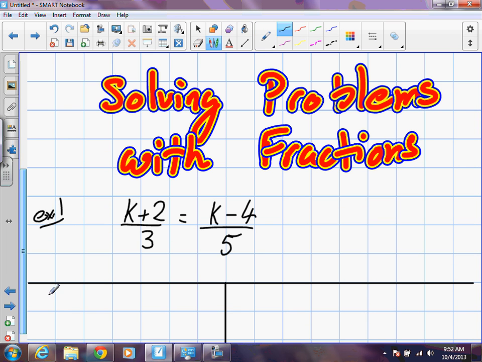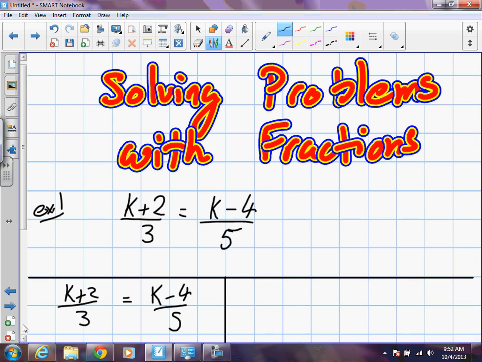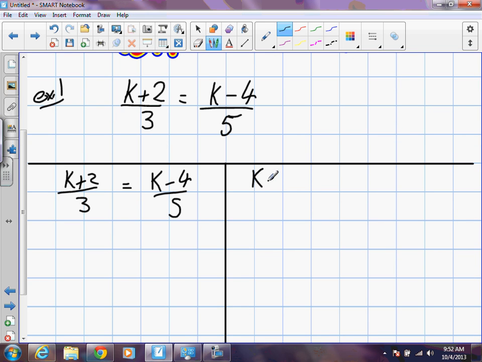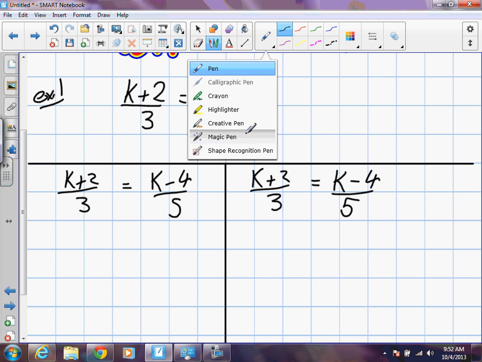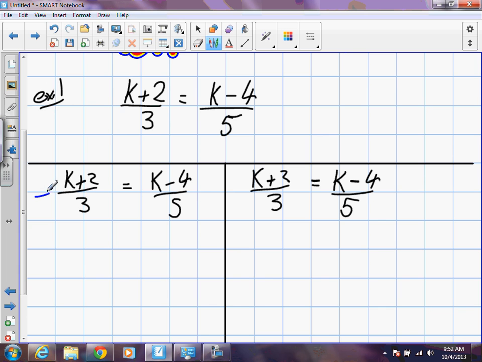So k plus 2 over 3 equals k minus 4 over 5. We're just going to rewrite it here quickly. And then in our second example, the exact same question, just a little different. Okay, in our first one, what I want you to recognize is both of these are division signs, right?